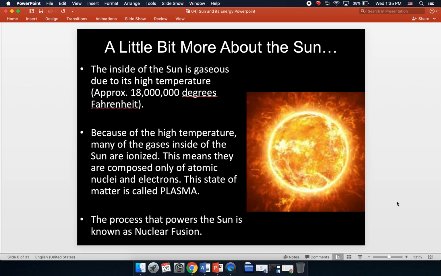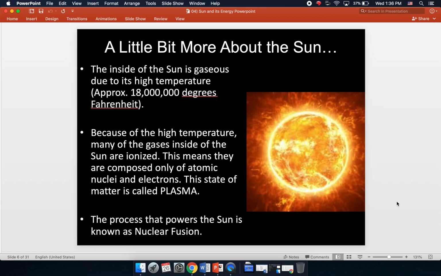Alright, so inside of the sun, it is gaseous due to its high temperature. We're talking about 18 million degrees Fahrenheit. And we're talking about temperatures that we human beings really have no way to fathom. I mean, we know what it's like to be very cold, maybe near 0 degrees Fahrenheit. We know what it's like to be in really hot temperatures, maybe 100 or more than 100 degrees Fahrenheit. But 18 million degrees Fahrenheit, that's just really hard for us to wrap our heads around. We really can't. It's an extremely high temperature.